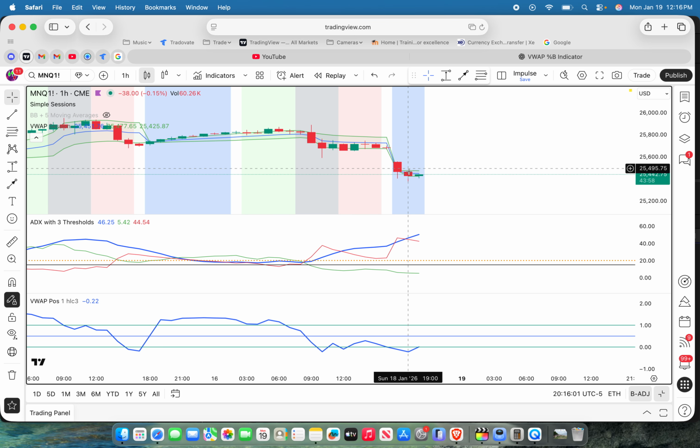That's why it gets a bit harder in here to see VWAP, and that's why this indicator can really help you make a decision. Okay, catch you later.